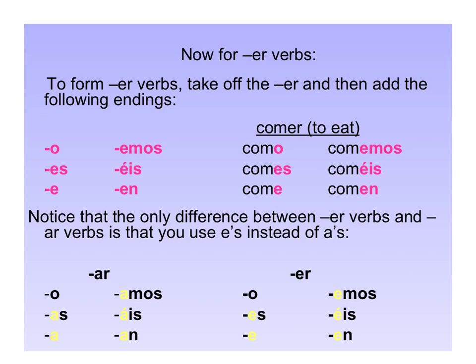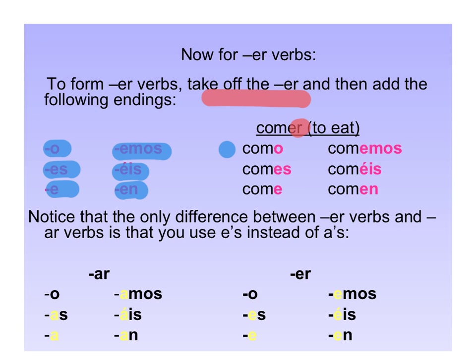Okay, so for ER verbs, you drop the ER. So if we were working on the verb comer, we would take off the ER, and then we add the ending. So look: o, es, e, emos, éis, en. So guess what they look like? It looks just like AR, but with E's. That's why they're ER verbs.